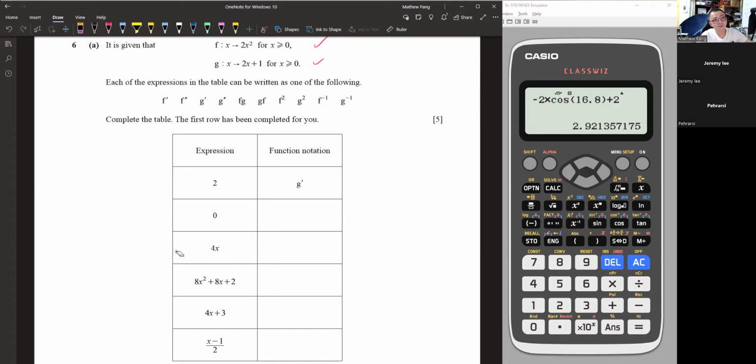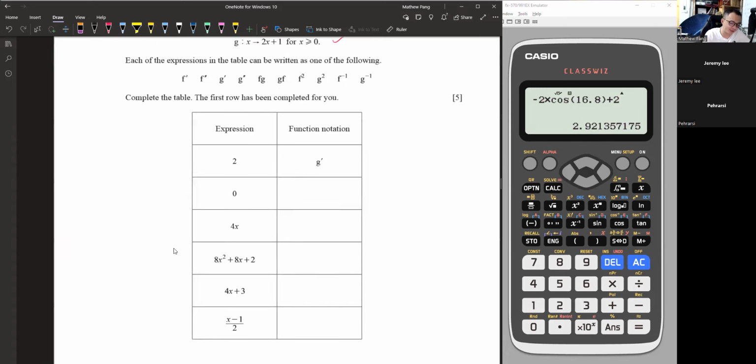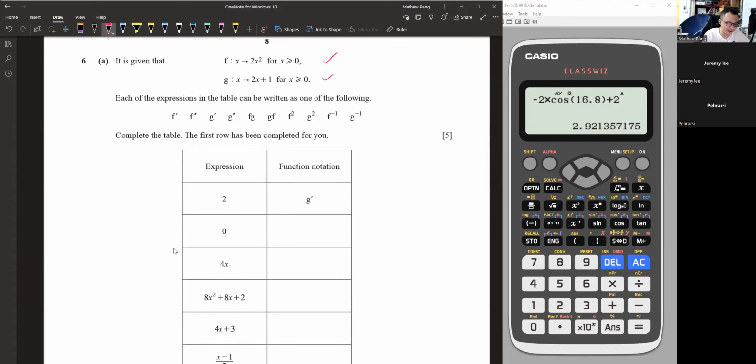Okay, Jeremy got the answer already. Let's discuss, because this one is actually not too hard. Whenever you want to get 0, no matter how you do any function, inverse function, composite function, there's no way to get 0. The only way to get 0 is differentiation.